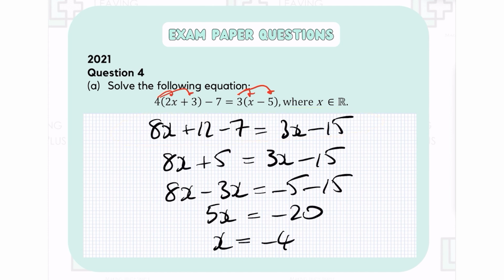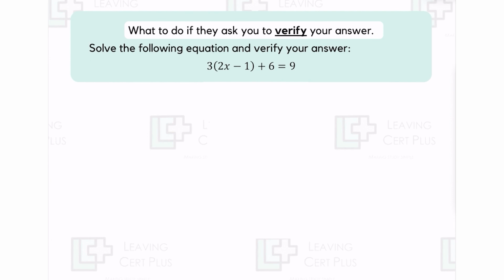Finally, I want to touch on one last part of this topic, and that is what to do if they ask you to verify your answer. It's like a little extension question. So first of all, in this question, we will solve the equation as normal. So I'm just going to show you what that solution actually is. If you follow the steps, you end up with x equals 1. So what the verify part means is I want to take this answer of x equals 1 and put it back in here instead of x, and do out the question with x being replaced with 1 and verify that we do actually get 9 as our answer.